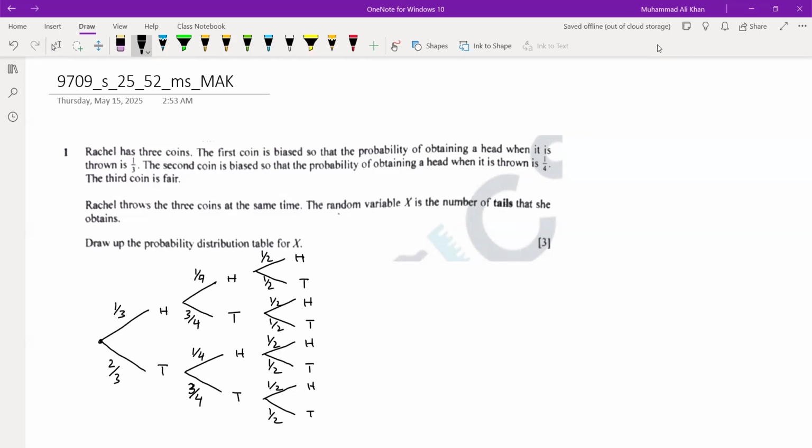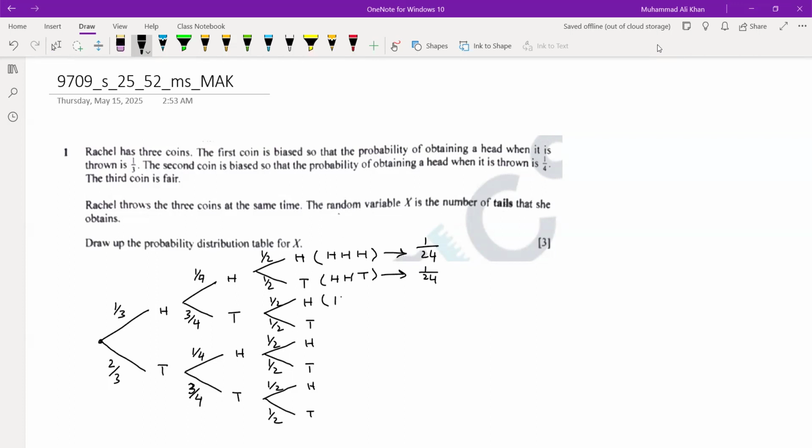Now, here we have 3 heads. And the probability will be, multiply all the probabilities, head, head, head. So it will be 1/24. And the next, head, head, tail. The probability, again multiply all the branches, is 1/24.